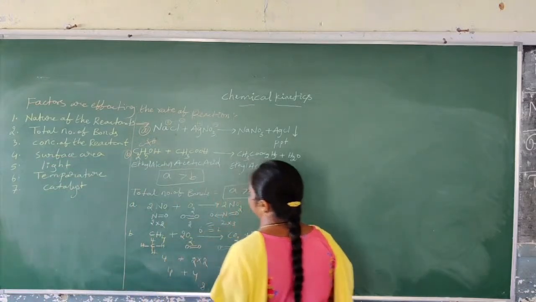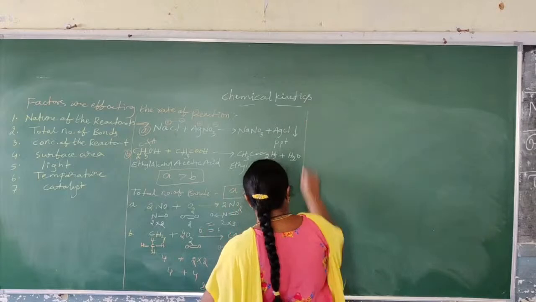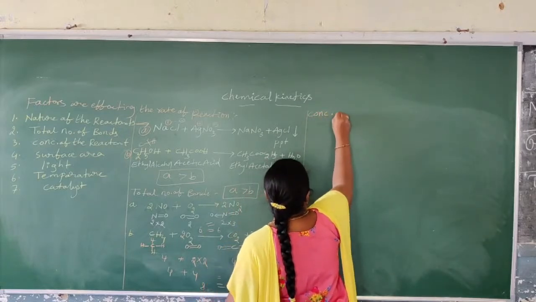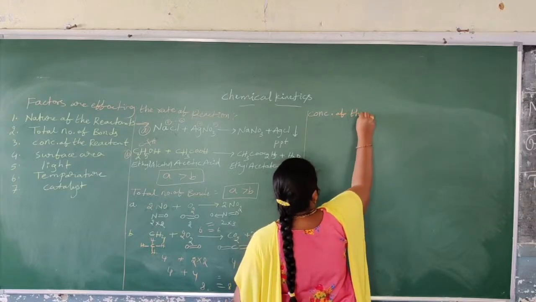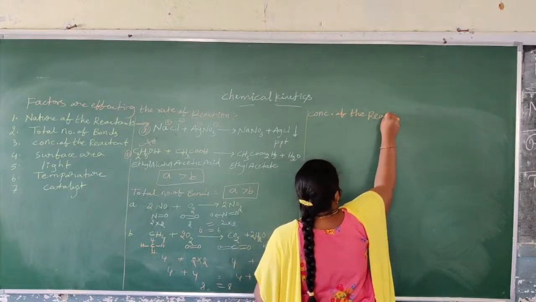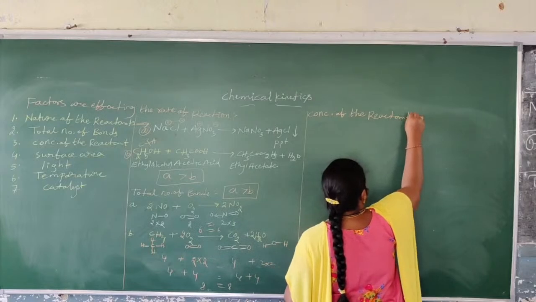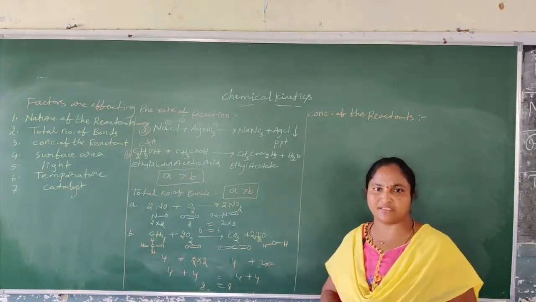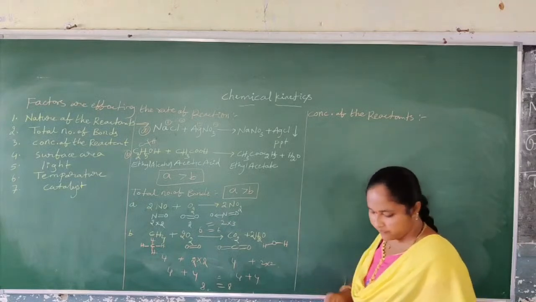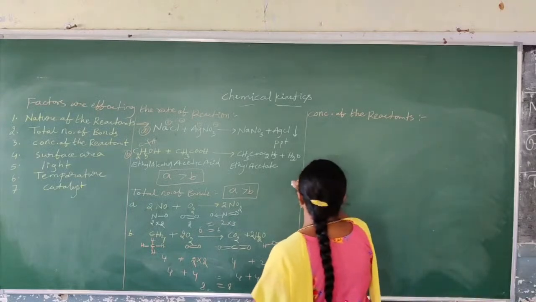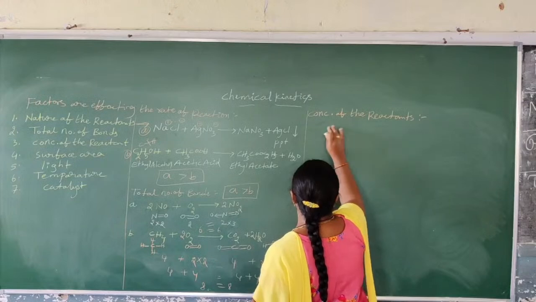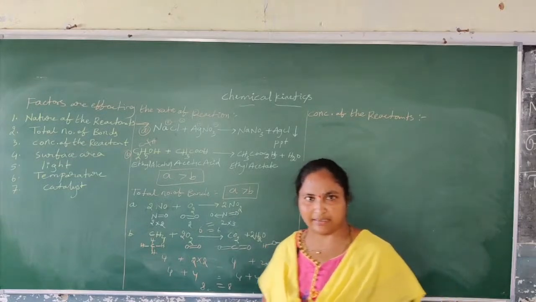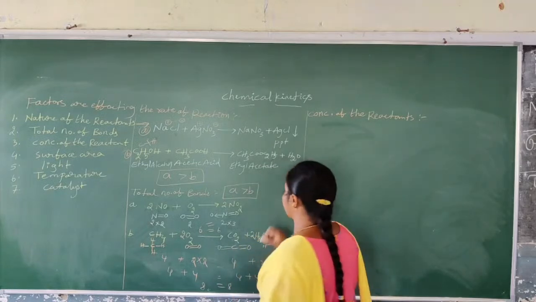Then the third one is concentration of the reactant. We already discussed this point in the previous section. Are you remembering? The rate of reaction is directly proportional to the concentration of the reactant. I will give one example for this also.